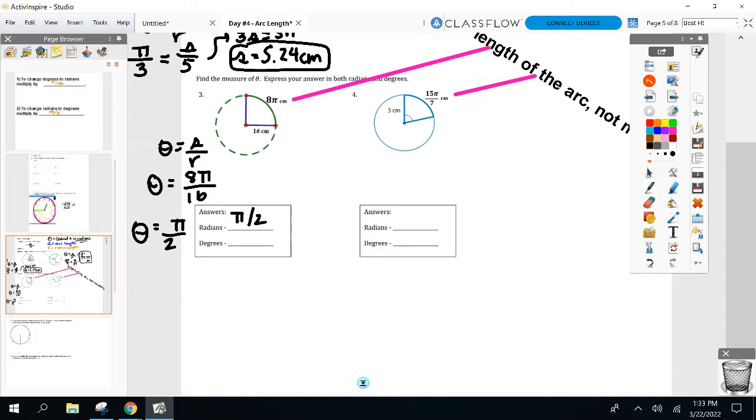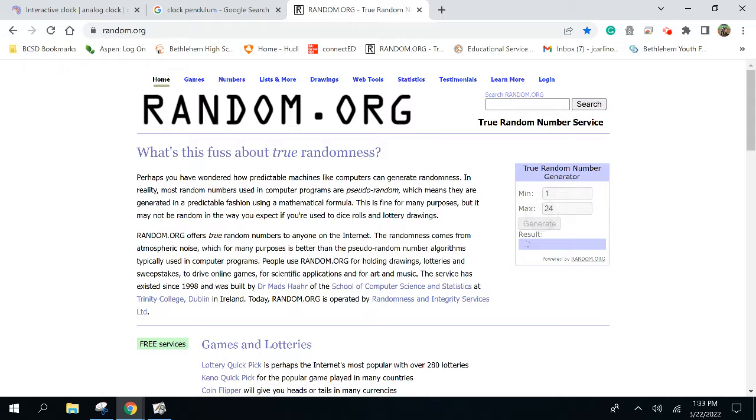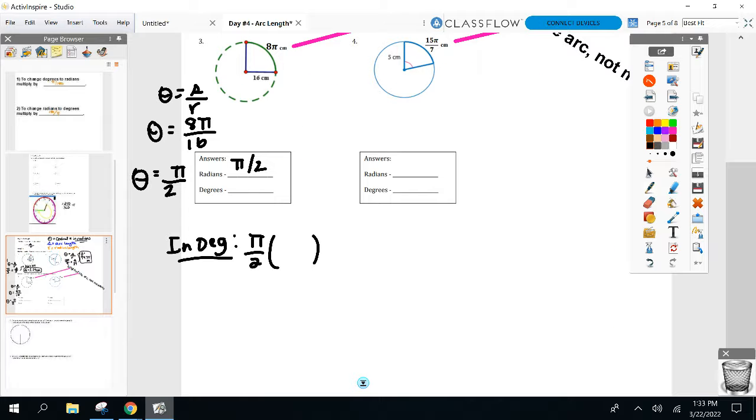Now what's the angle in degrees? Why am I doing this to you, making your life miserable? Because I need you to be able to convert. So in degrees, this is going back to yesterday now. Pi over 2 times what? What am I going to multiply pi over 2 by to get it into degrees? 180 over pi. And nice here, everyone. Nice. The pi's cancel.